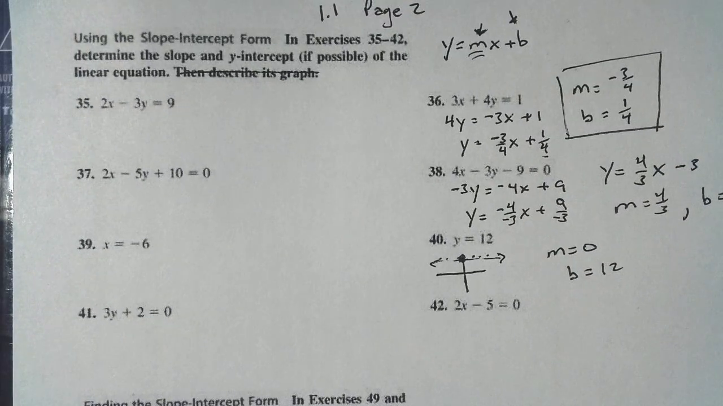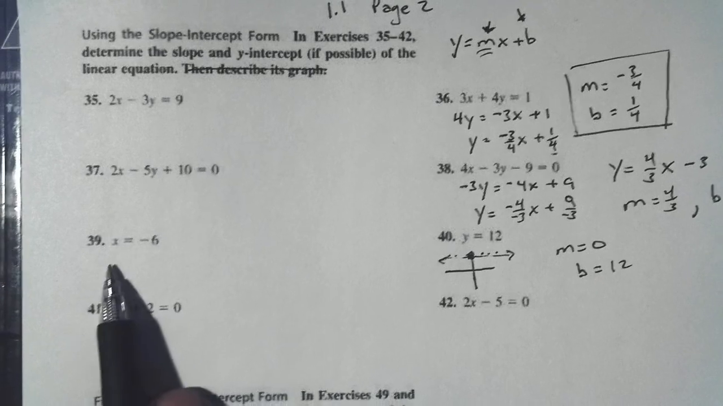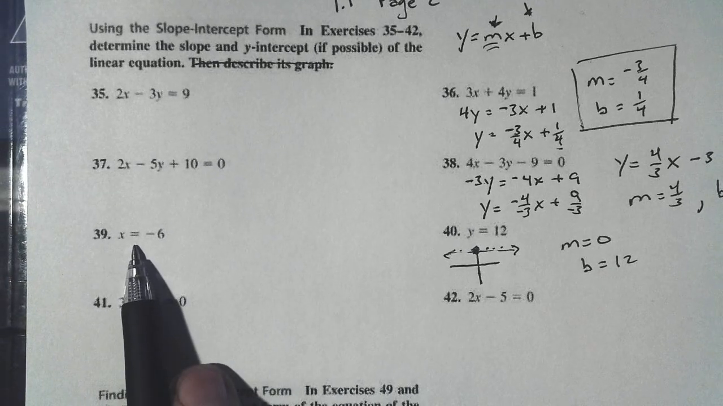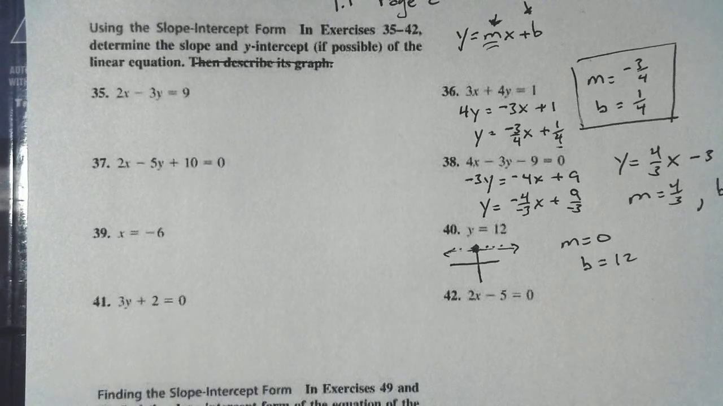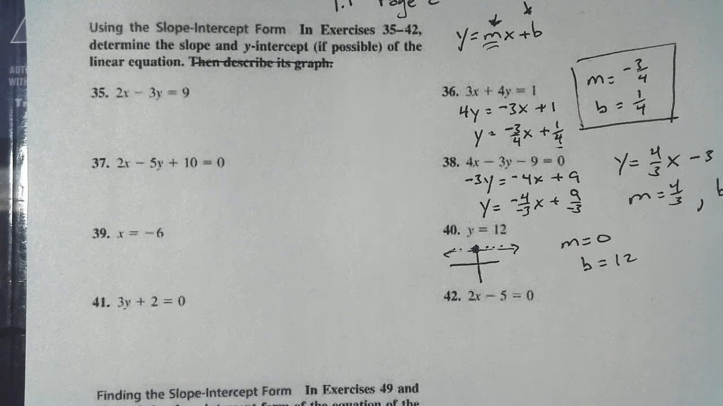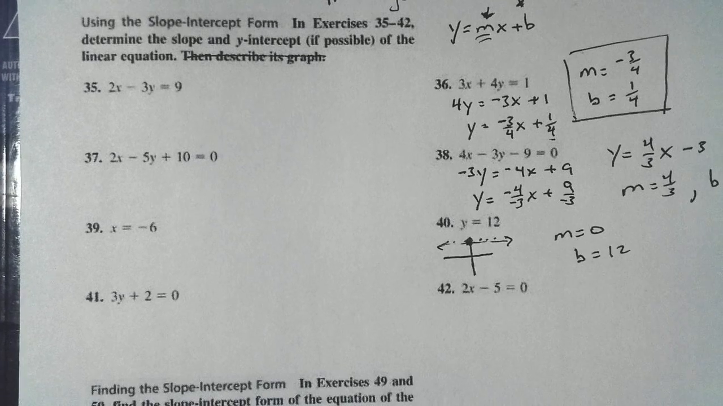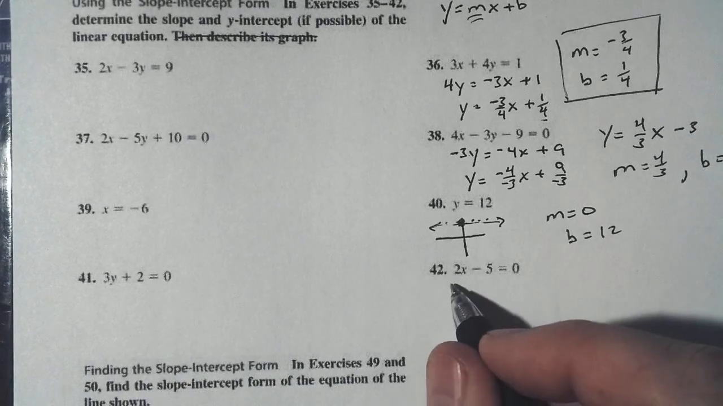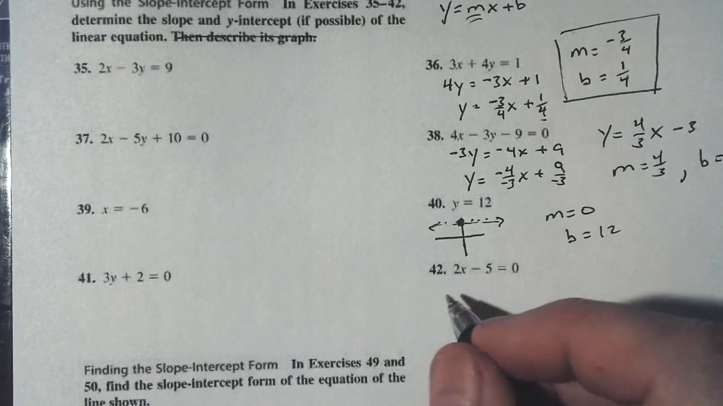Okay? But yes, you get those special cases, like 39 is a special case. I hope you would treat that the same way. Try to think through that. As you may guess, maybe there isn't always a y-intercept on a graph. Okay, and 42 will help us with that in that regard.